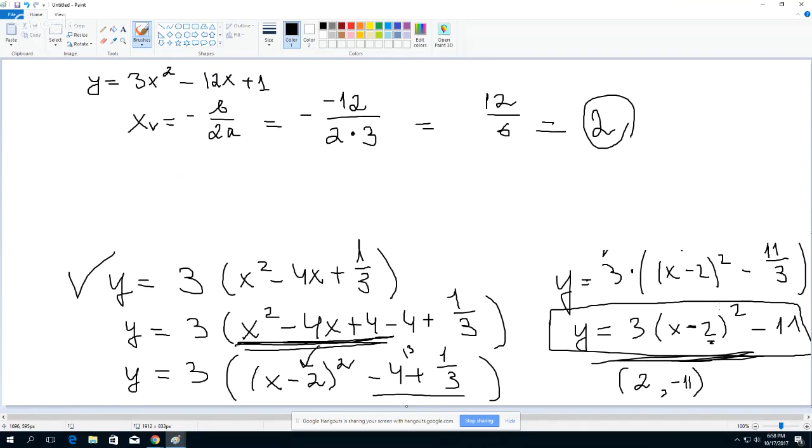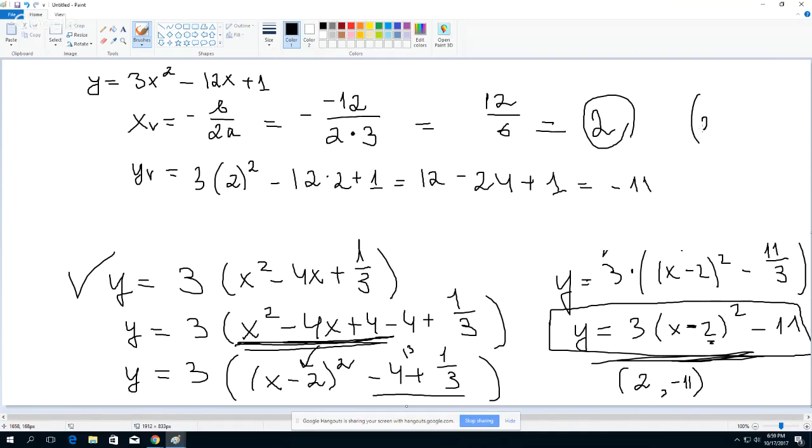Because remember I showed you, if here was plus, then we would put minus here. But actually our equation was like that. And now to find y vertex, we would just substitute the x value into the equation. So we have 3 times 2 squared, minus 12 times 2, plus 1. So this is 12, minus 24, plus 1. 12 minus 24 is minus 12, then minus 11. So 2 and minus 11. You see the same, but we didn't need to do all of this. Oh, okay. So I actually prefer this better, but whatever.